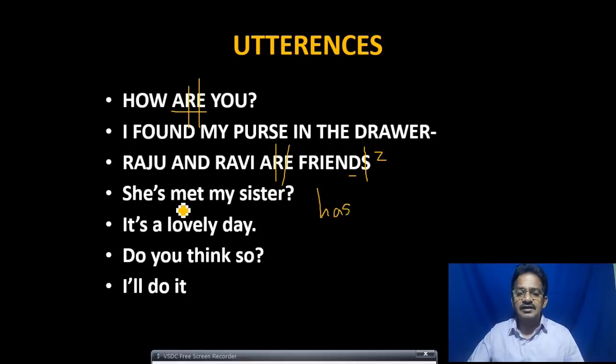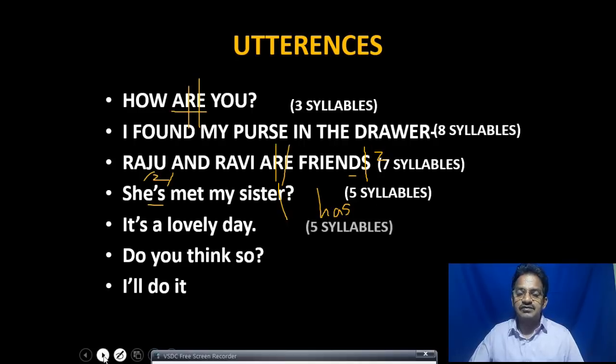So here the syllables. How many syllables are there in this sentence? 3 syllables are there. So how are you? 3 syllables. I found my purse in the drawer. 8 syllables. Raju and Ravi are friends. 7 syllables. She has met my sister. She's met my sister. 5 syllables. It's a lovely day. 5 syllables. Pentasyllabic word sentence. Do you think so? 4 syllables. I'll do it. 3 syllables.